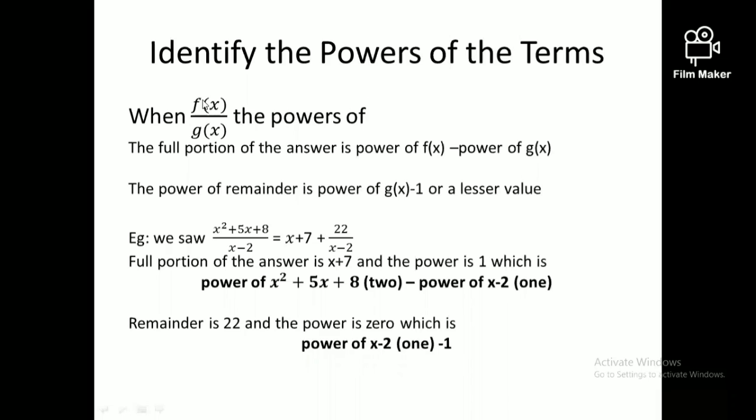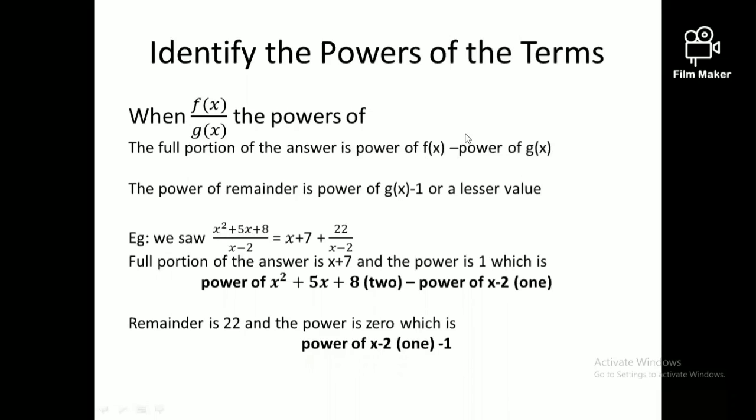If you divide f(x) by g(x), for example, if you divide x squared plus 5x plus 8 by x minus 2, there is a complete portion, the quotient, and a remainder out of a divisor. How do you identify what is the complete portion?